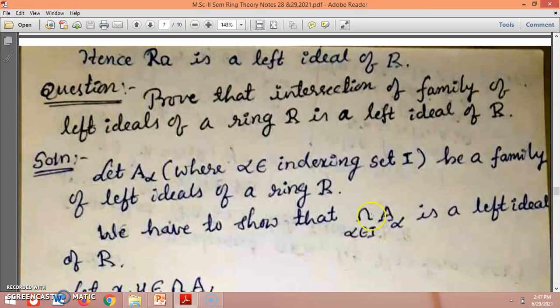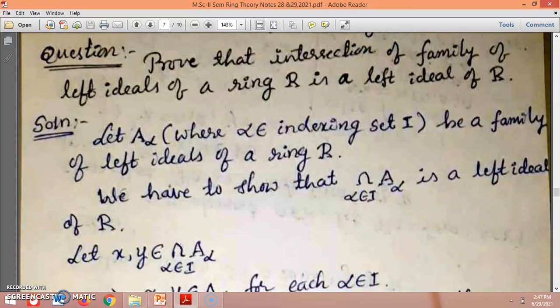In the next question, prove that the intersection of a family of left ideals of a ring R is again a left ideal of R. Let A alpha, where alpha belongs to the indexing set I, be a family of left ideals of the ring R. Now we have to show that the intersection of the family of all the left ideals A alpha, where alpha belongs to the indexing set I, is a left ideal of R.